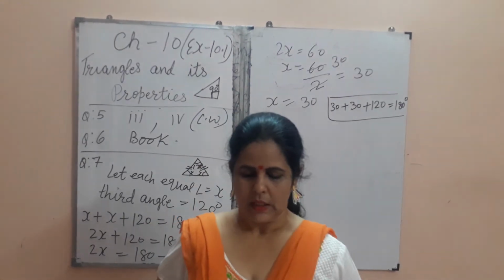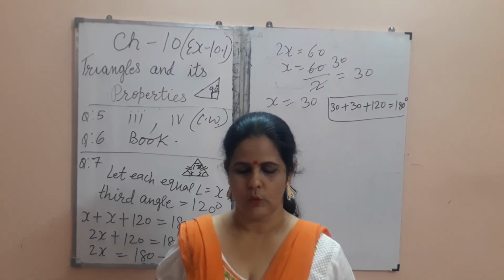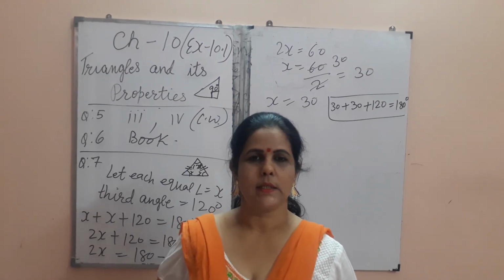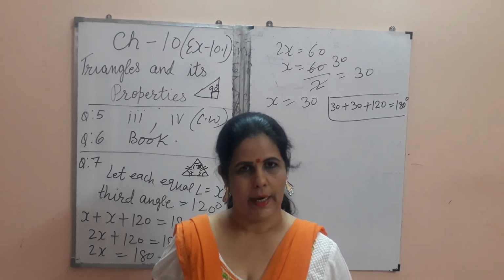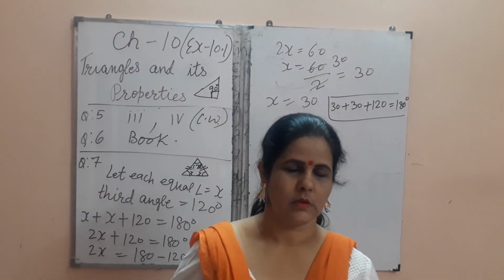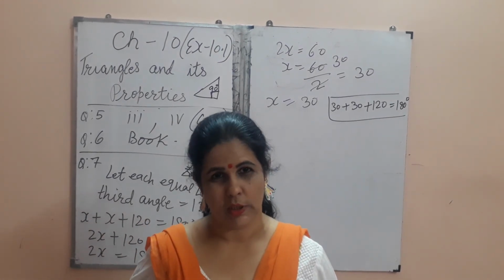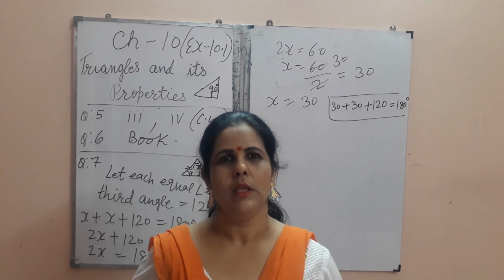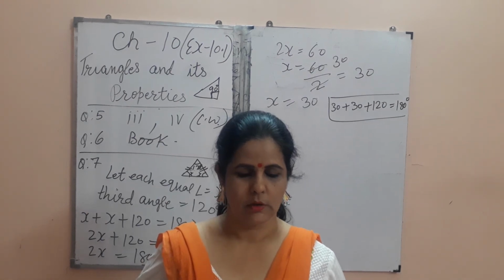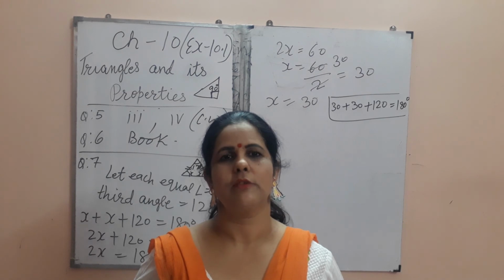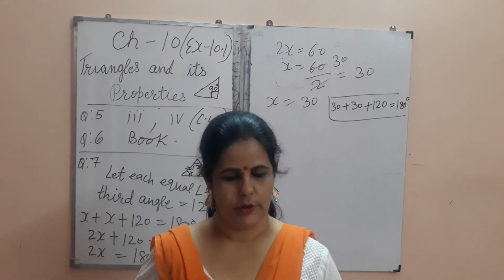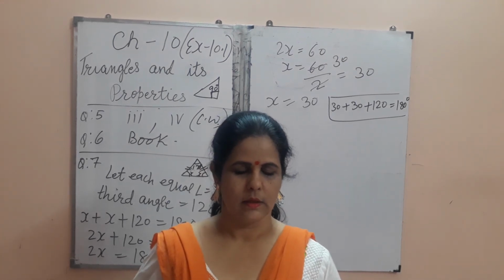Now the 8th question. The three angles of a triangle are in the ratio 2:3:4. Find the angles. In this we will take the angles as 2x, 3x and 4x, and we will add them. 2x plus 3x plus 4x equals 180 degrees. So 3 plus 2 is 5, plus 4 is 9x equals 180 degrees. x equals 180 upon 9, which is 20 degrees. The value of x will be 20. So we will find the angles: 2 into x, 3 into x and 4 into x. Next is question number 9.